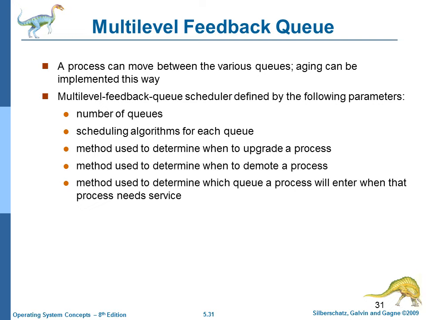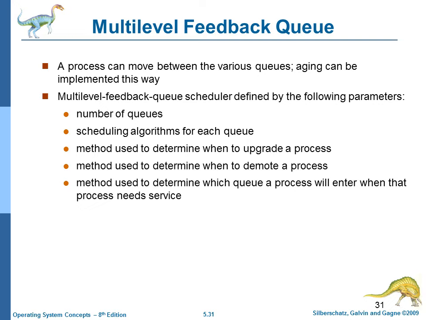Aging can also be incorporated so that a job that has waited for a longer time can get bumped up into a higher priority queue for a while. Multi-level feedback queue scheduling is the most flexible scheduling algorithm because it can be tuned for any situation, but it is also the most complex to implement because of all the parameters.